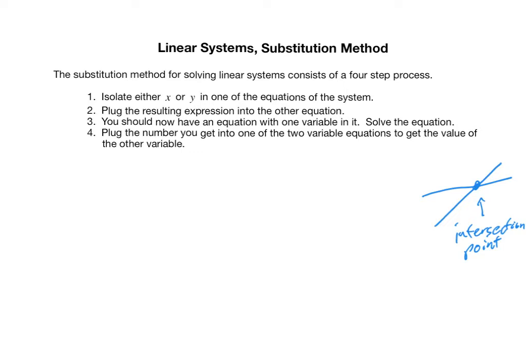Second step is, once you've done that isolation, whatever that's equal to, you plug that result into the other equation. This will give you a one variable equation which you can solve. Once you solve that equation, you then plug that numeric result into one of the original equations to get the value of the other variable. Once you've got the value of each variable, then you write your solution as an ordered pair. Let's see an example.